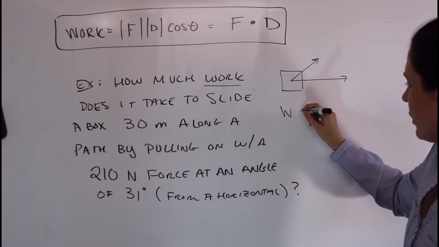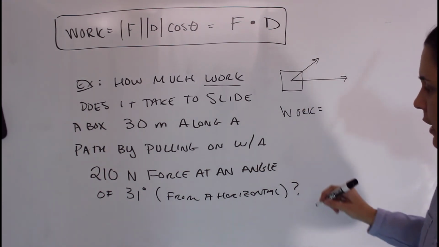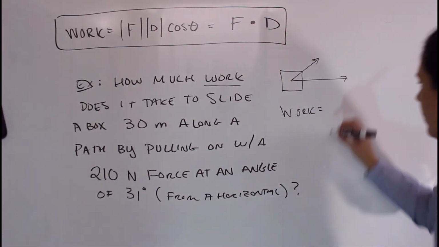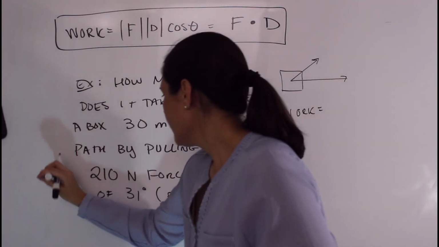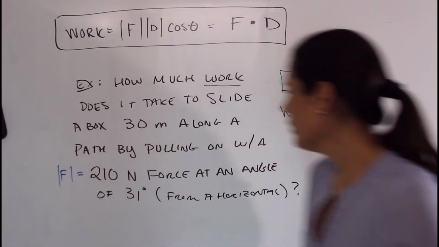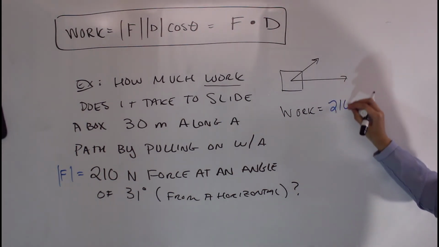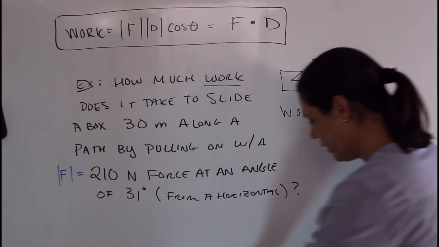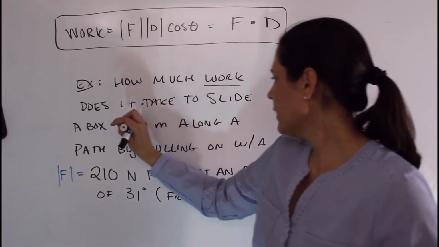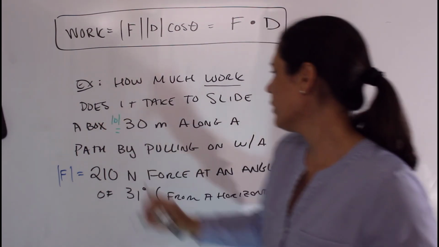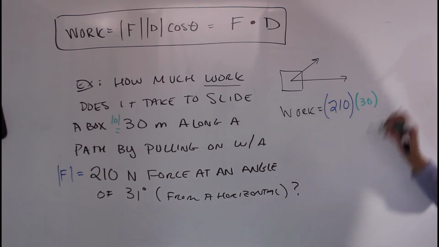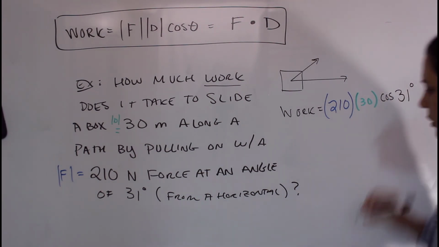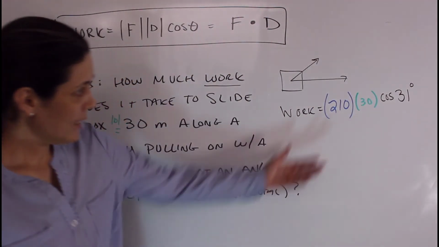So the work, you could say W, or you can write out work, equals, well, the magnitude of the force is right here, okay? So the magnitude of the force, let's just label that, this is F, magnitude. So that's 210, okay? And then times the magnitude of the displacement, well, that's how far we're moving it, so that's actually right here, 30 meters, so times 30, and then cosine of the angle between the vectors, which is 31 degrees. That's it. That's the answer.